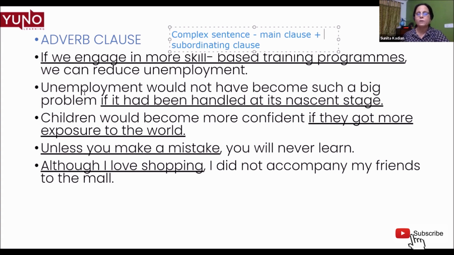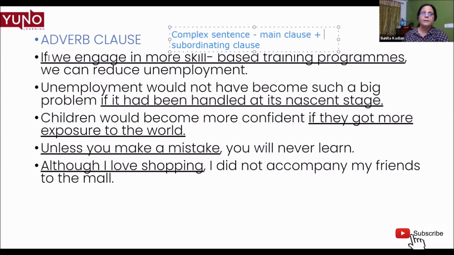Let's look at the next one. Unemployment would not have become such a big problem if it had been handled at its nascent stage. Nascent is the initial stage. So again, we've got the word if. Children would become more confident if they got more exposure to the world. So I've taken 3 sentences using if over here. Most of the people go wrong while using if in their clauses.